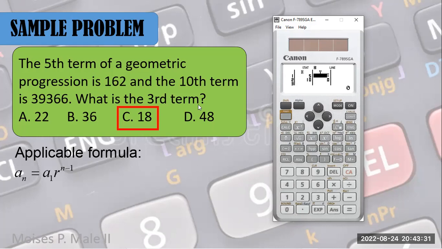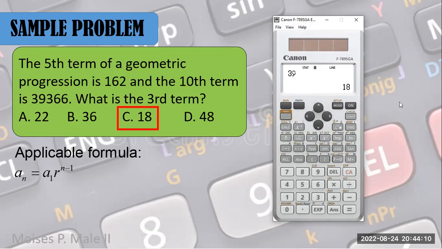Okay. So, yung 5th term is 162. Tapos yung 10th term naman is 39366. So, meron ka ng na-input. So, we need to get the third term. So, y column yung hinahanap natin. And the x is equals to 3. So, lagyan natin ng 3. Then, hanapin natin yung y hat. Okay, so 5, kasi nasa y column yung hinahanap natin, or the third term. So, give you 18.